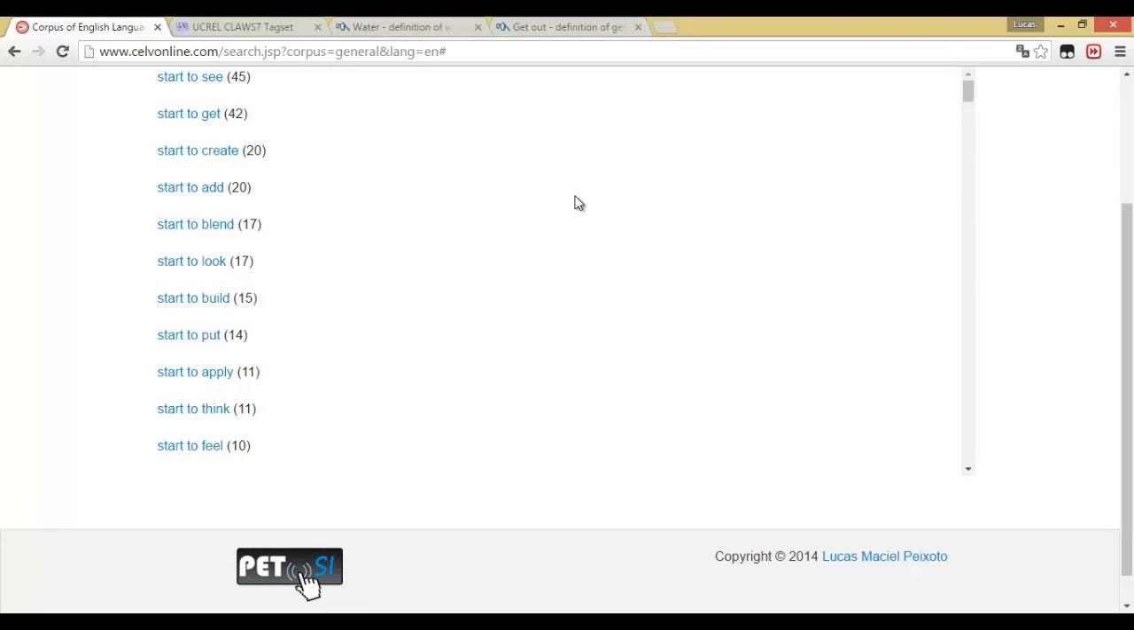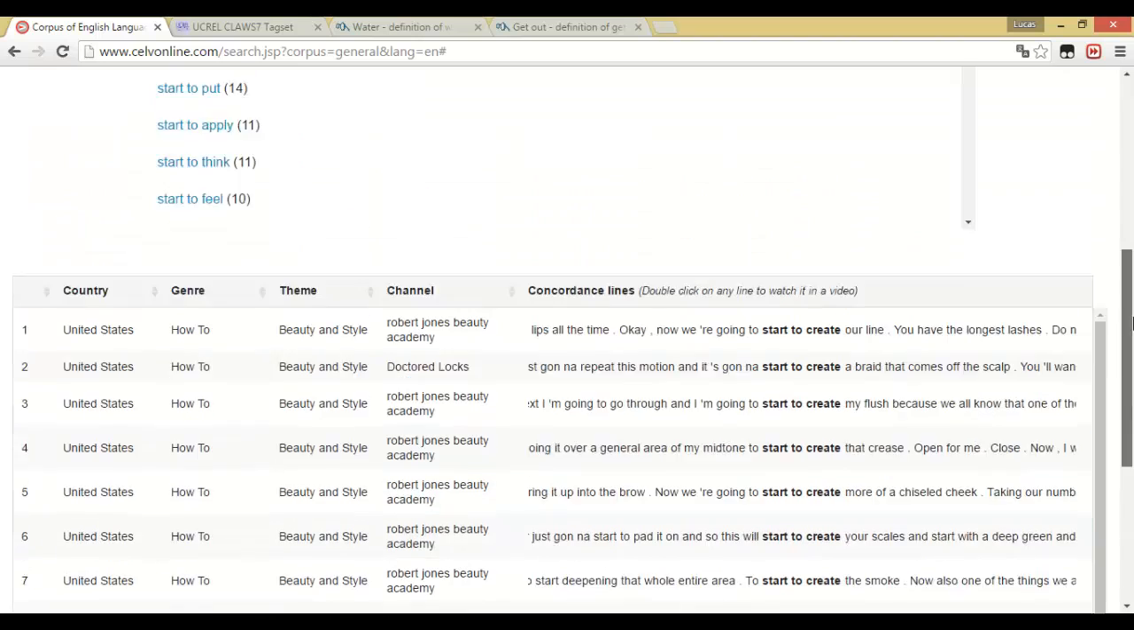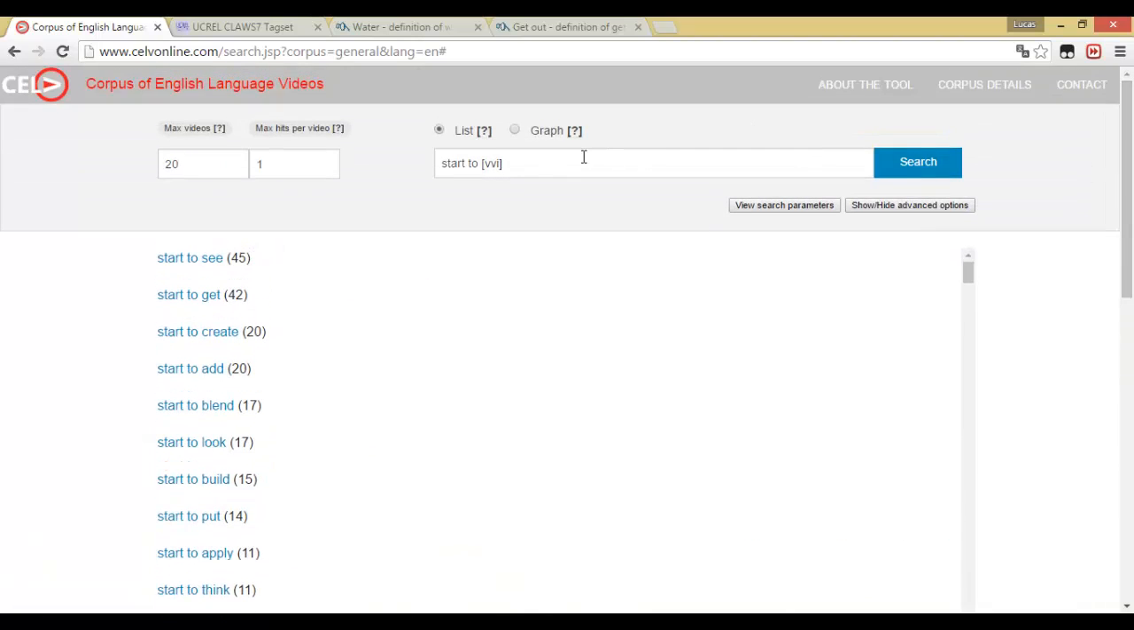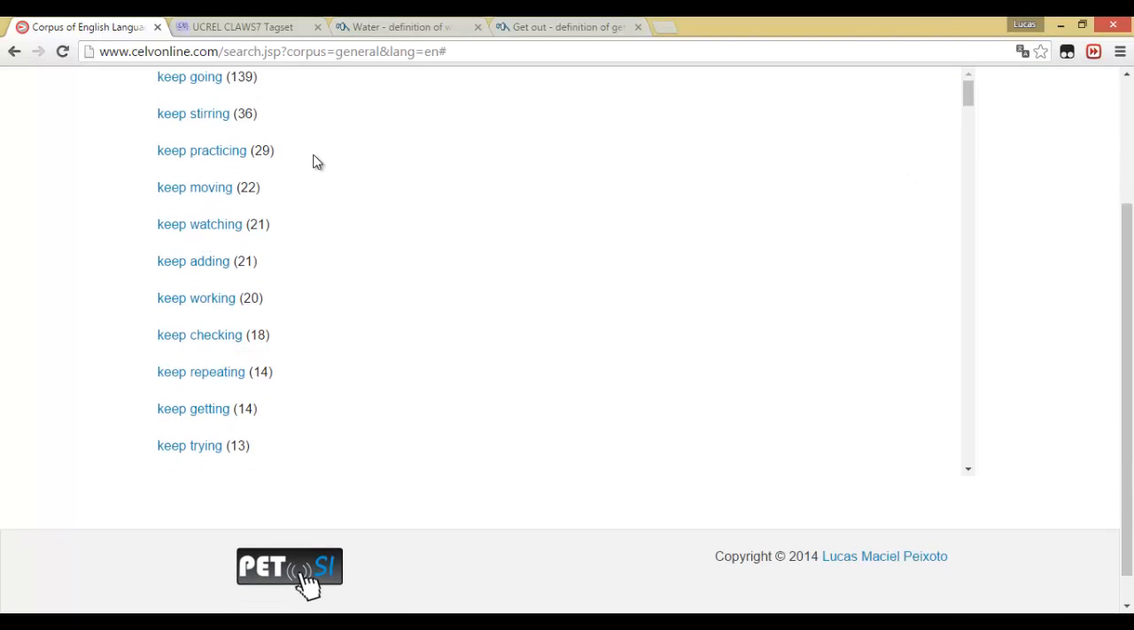Searching for start to and the tag VVI also shows many results. This demonstrates that both patterns exist in the language. They can always be further analyzed by clicking in one of the results to see concordance lines. Now let's search for keep with the tag VVG. The list demonstrates that it is also a common verb pattern in English.